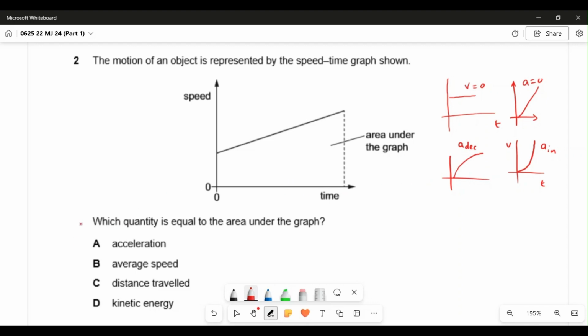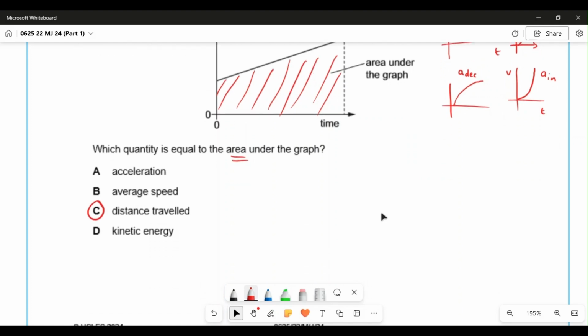Now the question comes, which quantity is equal to the area under the graph? The area under the graph is this trapezium, and we are aware that the area under a speed-time graph is always used to measure the distance traveled by the object.